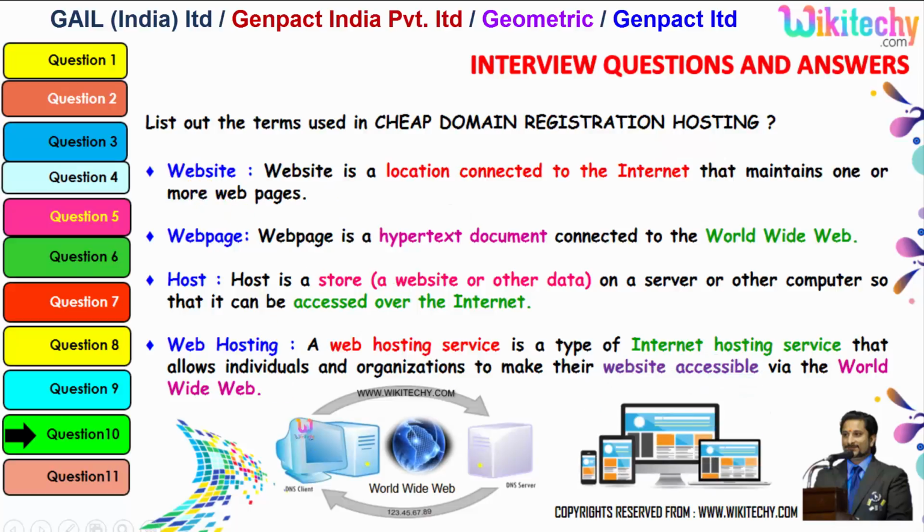Website. A website is a location connected to the internet that maintains one or more web pages, like Wikidigi.com. What do you mean by web page? A web page is a hypertext document, an HTML document, connected to the World Wide Web. Host. A host stores your website on a server or other computer so that it can be accessed over the internet.